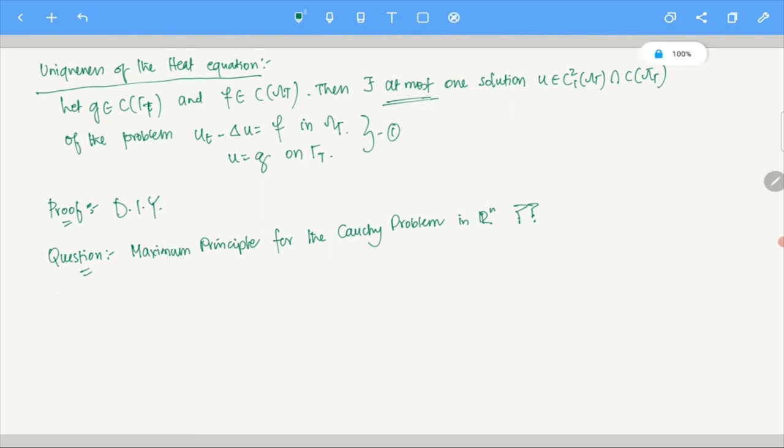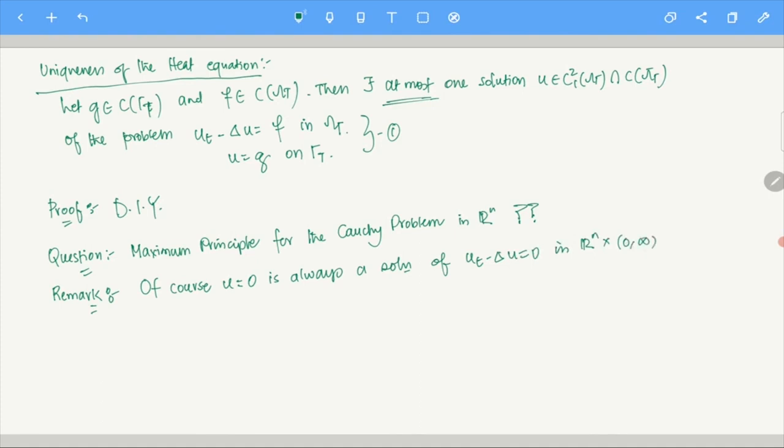So essentially, let me put it as a small remark here. Of course u equals 0 is always a solution of u_t minus Laplacian u equals 0 in R^n cross (0, infinity). That is always true. But the question is, not for (0, infinity) right now, but for (0, T), and u is 0 on R^n cross t equals 0. In this problem u is of course 0; that is the solution here with this initial condition.